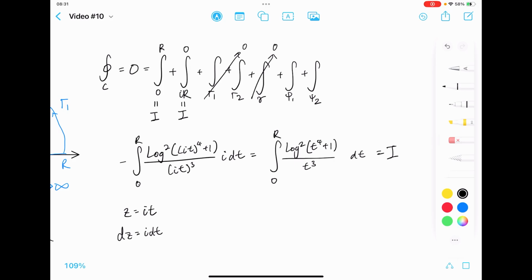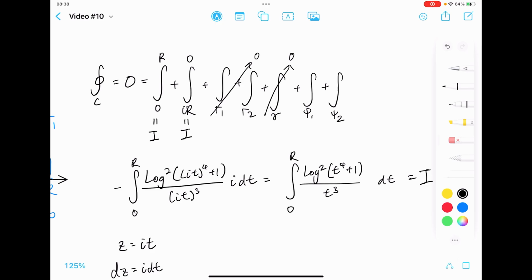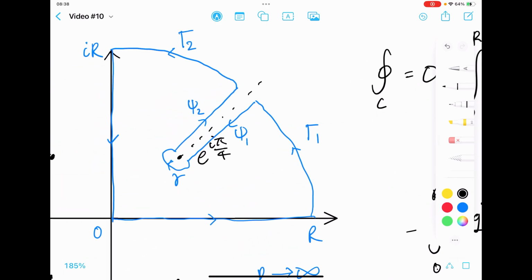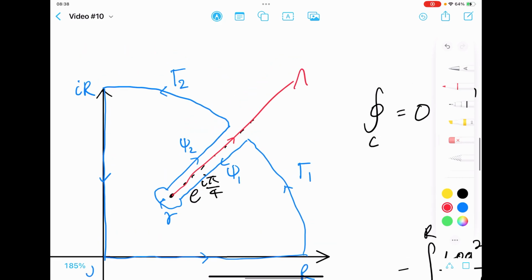And they are the most annoying things ever, I can tell you. But let's do it. So let's take a look at what psi 1 and psi 2 are actually doing. They are approaching the pi over 4 branch cut. What that means is they are approaching this path. And I'm going to call this path lambda. That's going in the outwards direction. And when they actually hit the branch cut, psi 1 is going to go in the opposite direction of lambda, and psi 2 is going to be going in the same direction as lambda.